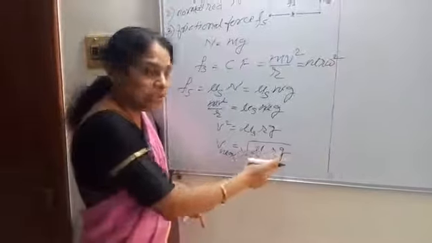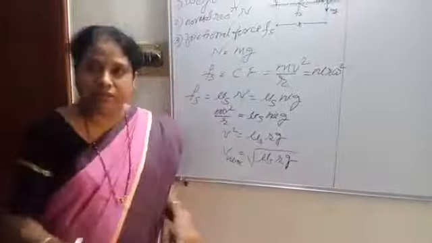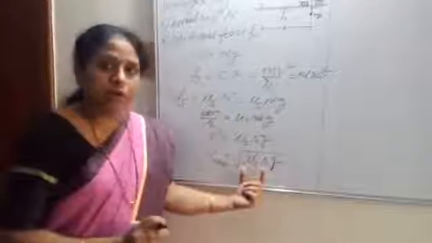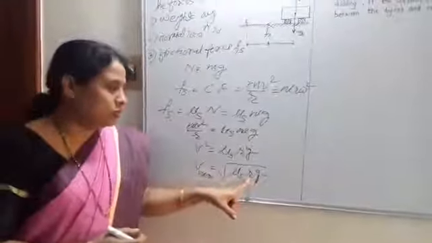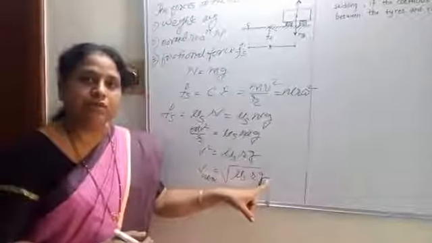Here one thing, listen again, what is important: v max is equal to under root mu s into rg. In this equation the coefficient of static friction is fixed. The radius of a road, once the road is constructed, is also fixed, and the acceleration due to gravity is also fixed.